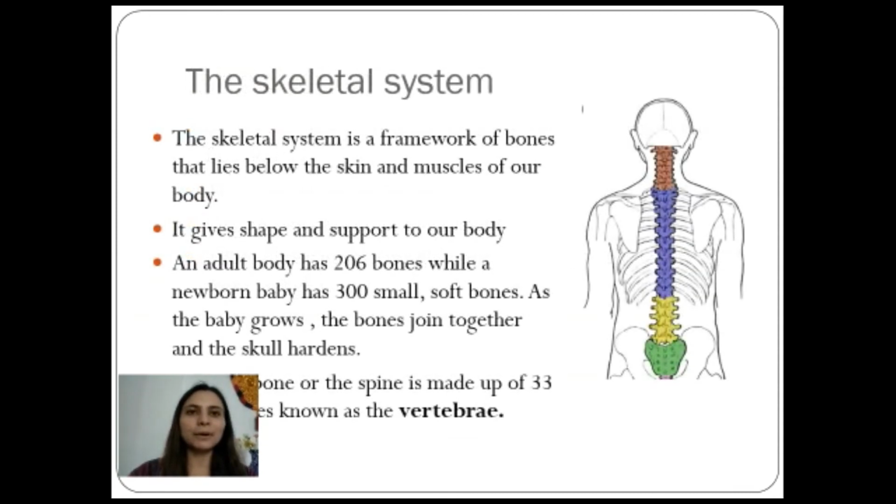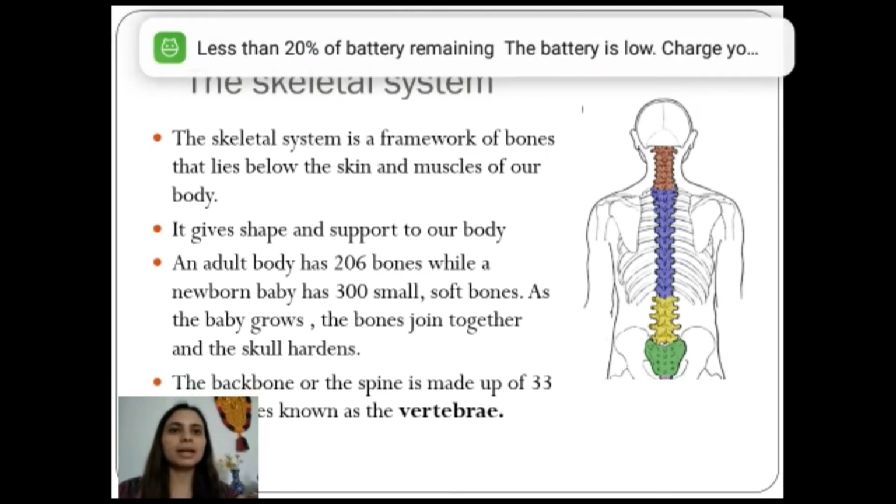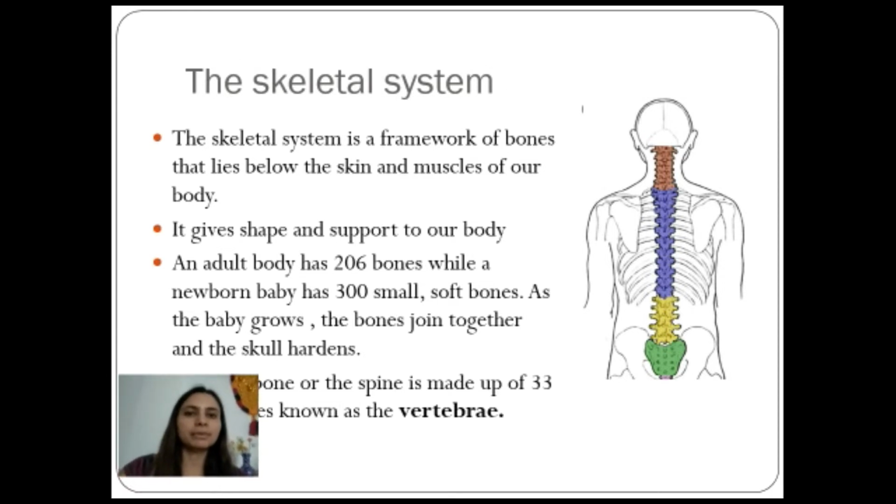Now we will study about different types of systems which are found in our body. First is the skeletal system. First and foremost, it gives shape and support to our body. The skeletal system is a framework of bones that lies below the skin and muscles of our body. An adult body has 206 bones, while a newborn baby has 300 small soft bones. As the baby grows, these bones join together and the skull hardens.